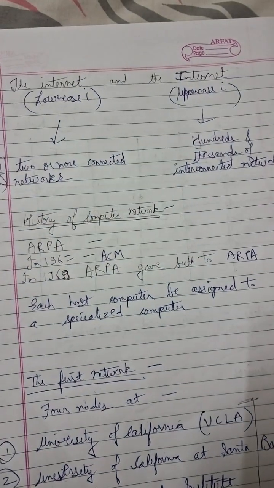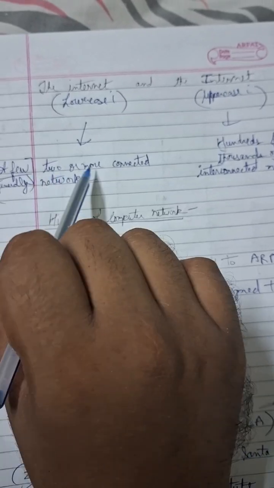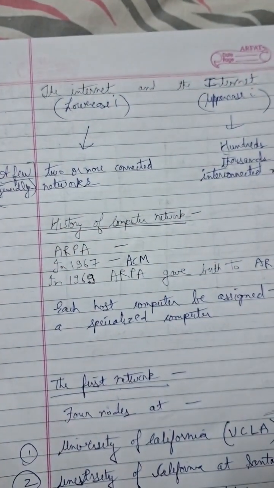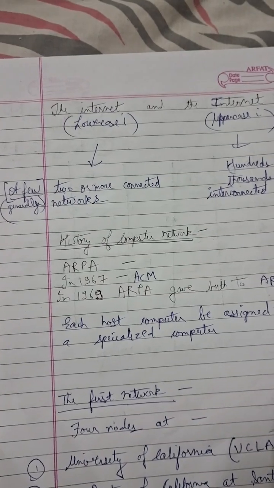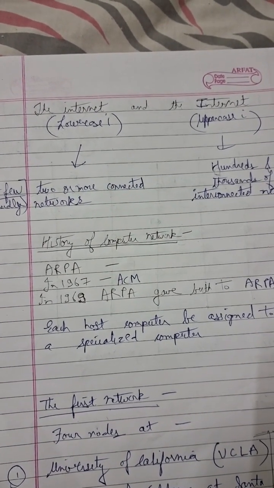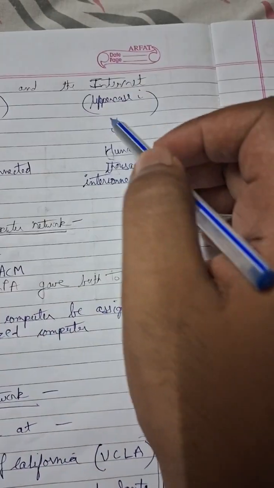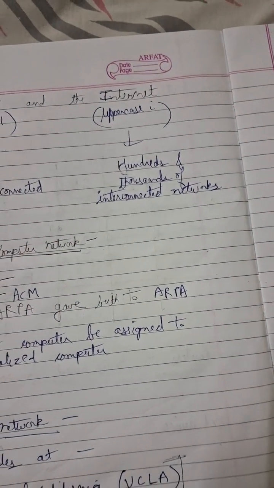If we talk about the internet with a lowercase i, it is essentially a group of a few connected networks. So these are 2 or 3 or 5 or 10 computer networks that have been connected together. While the Internet with an uppercase I is a group of hundreds and thousands of interconnected computer networks.